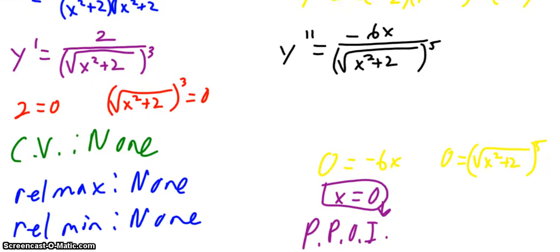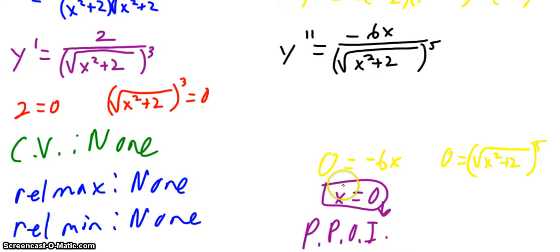So to find the critical values, we set the numerator of the first derivative equal to 0, which is a false statement. 2 does not equal 0. And we set the denominator equal to 0, and if I solve this, I'm not going to get any real solutions. Therefore, there are no critical values, therefore there is no relative maximum and no relative minimum.